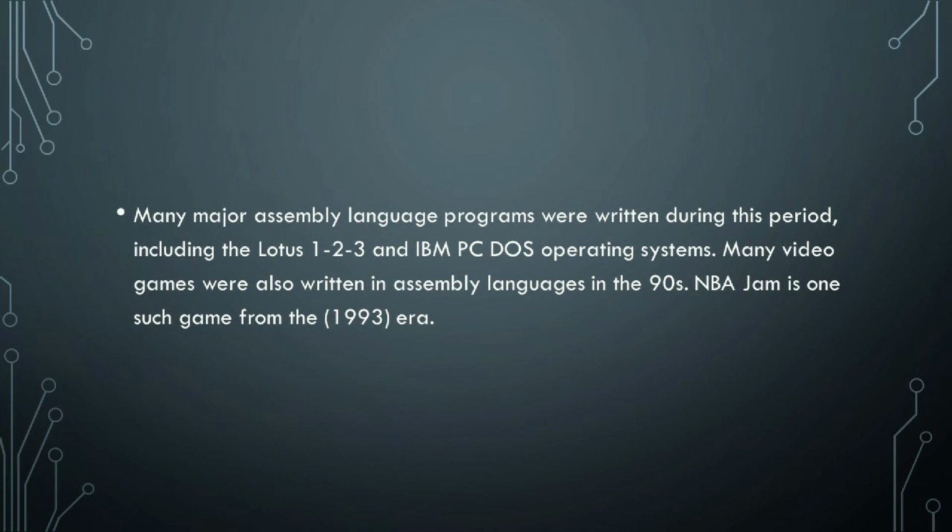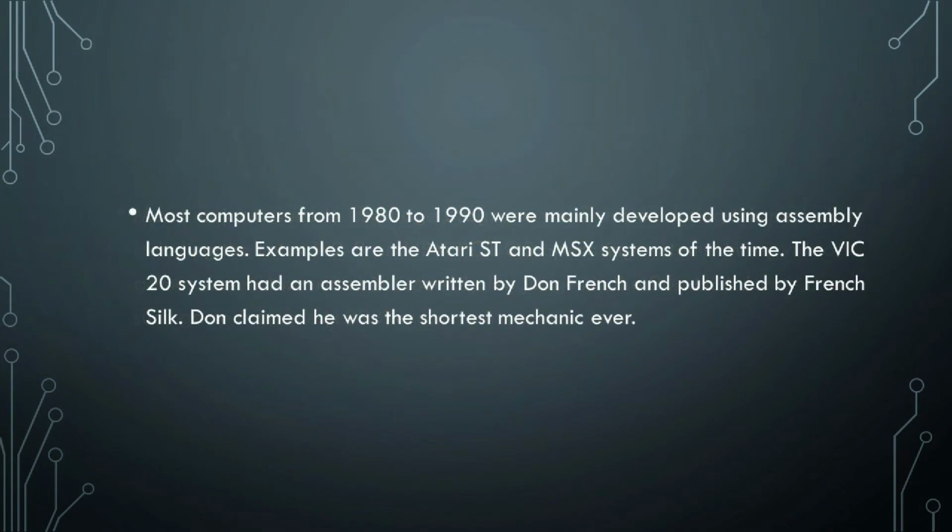Many video games were also written in assembly languages in the 90s. NBA Jam is one such game. Most computers from 1980 to 1990 were mainly developed using assembly languages. Examples are the Atari ST and MSX systems of the time. The VIC-20 system had an assembler written by Don French and published by French Silk. Don claimed he was the sharpest mechanic ever.